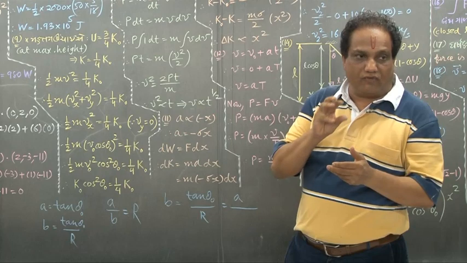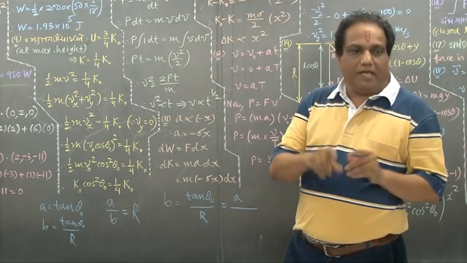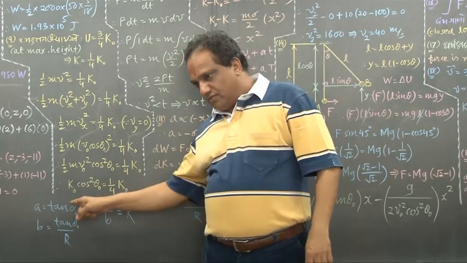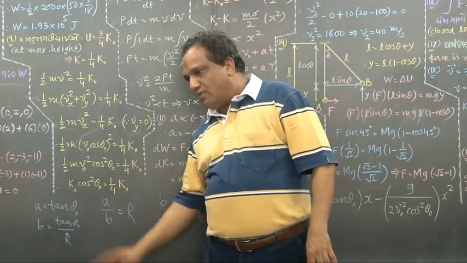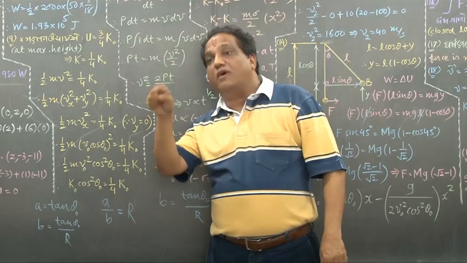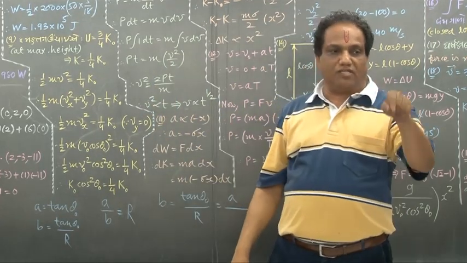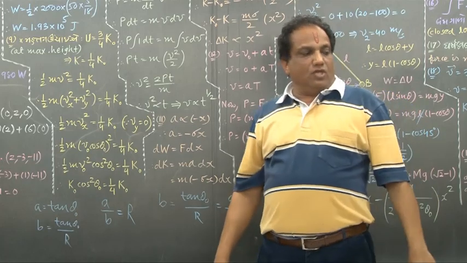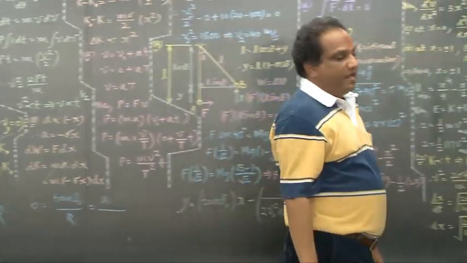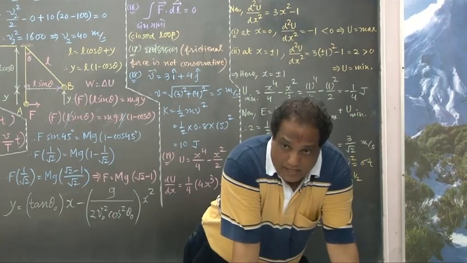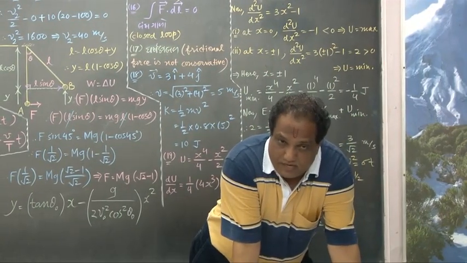So first of all find the formula of height. a square upon 4b is written. Put the value of a, tan theta 0. Put the value of b, tan theta 0 upon R. And then put the formula of R also. What is the formula of R? V0 square sin 2 theta 0 upon g. You will get the formula of capital H. a square upon 4b is nothing but capital H.